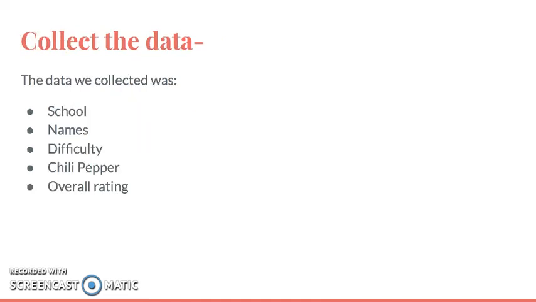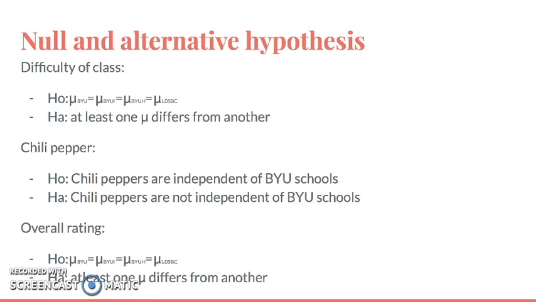So then to collect the data, we collected the names of the school, whether it was BYU, BYU Idaho, BYU Hawaii, or LDS Business College, the names of the professors, the difficulty of the class, which was on a scale from 1 to 5, whether the professor had a chili pepper or not, and then the overall rating of the class, which again was on a scale of 1 to 5.